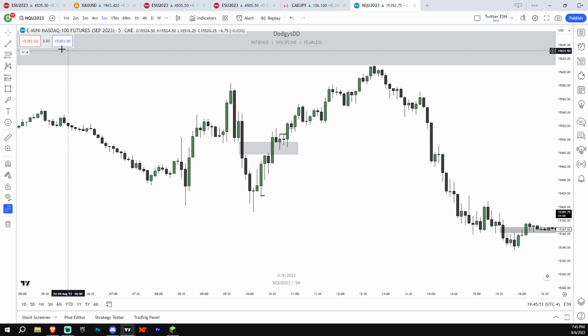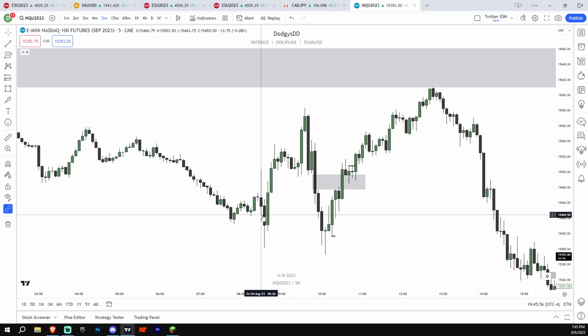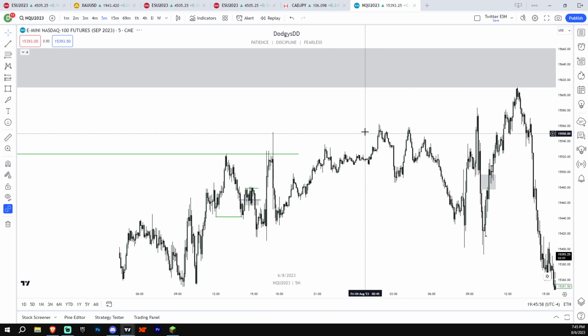So in our first example, we turn on view out. I'm just going to go over Friday. Friday was a very, very good example.